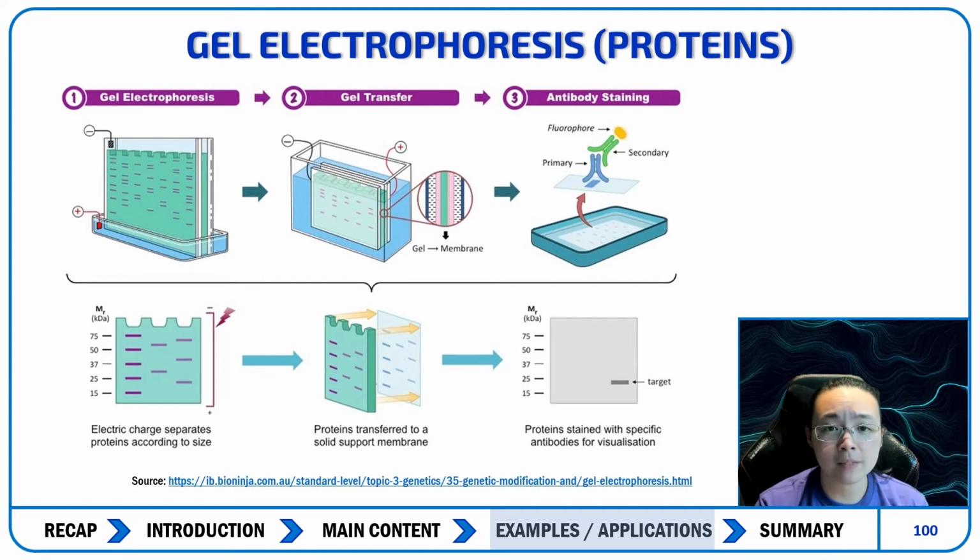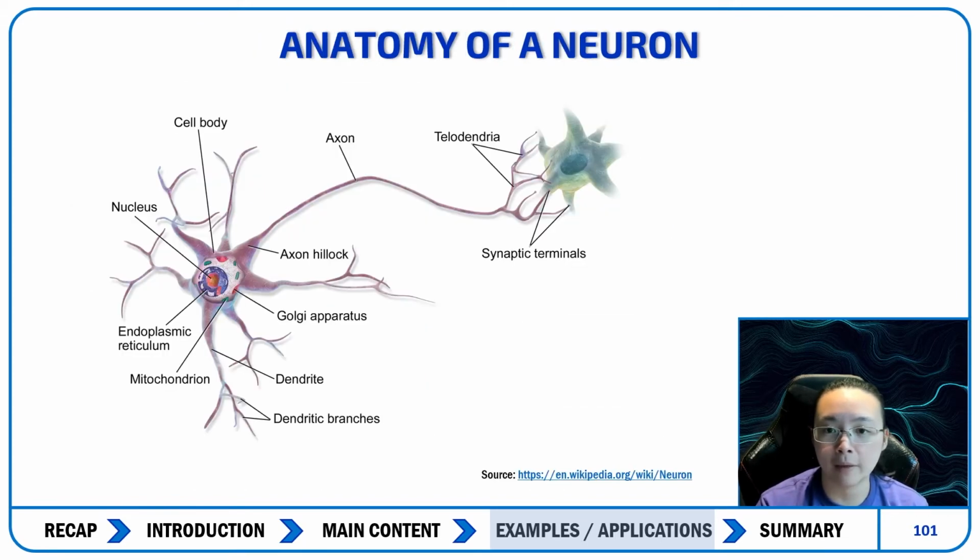So that pretty much sums it up for gel electrophoresis. It's how we can take advantage of an electric field and have biological results from it.